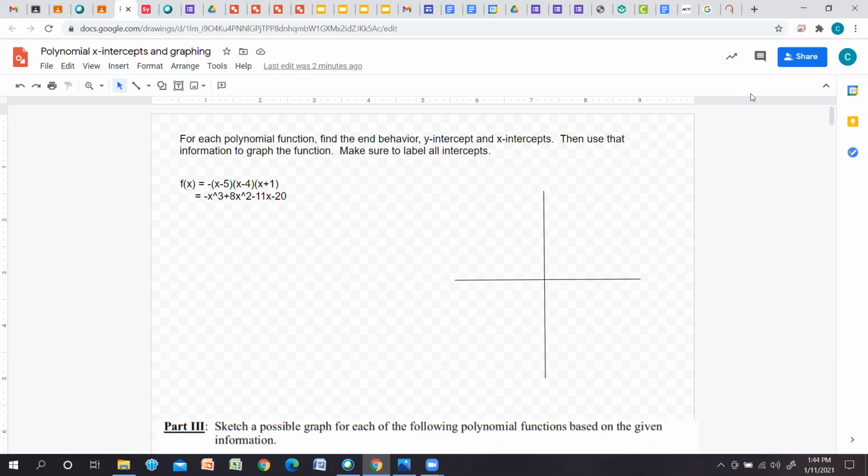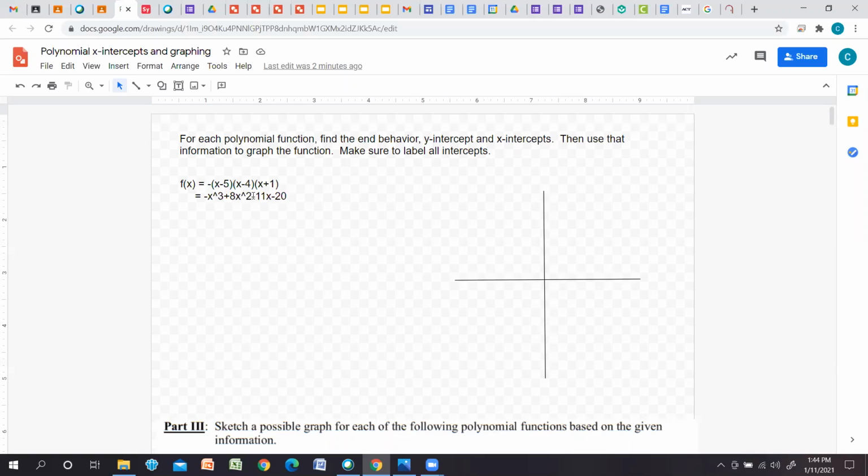So if you read the instructions, notice we have to find the end behavior, the y-intercept, and the x-intercepts. Then use that information to graph the function and make sure to label all intercepts. So here, I'm going to do one example.